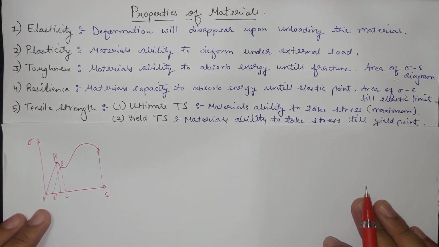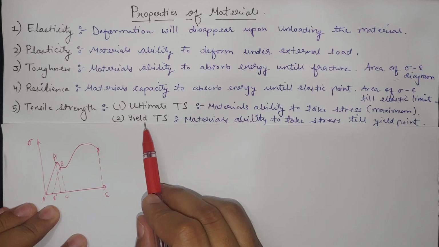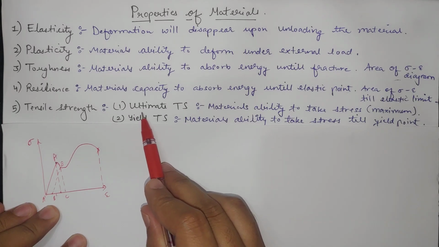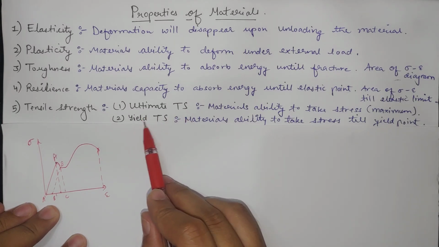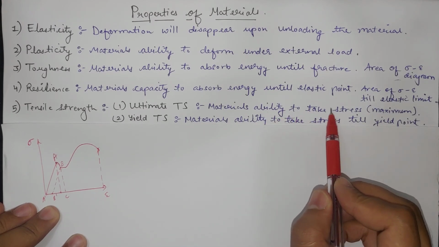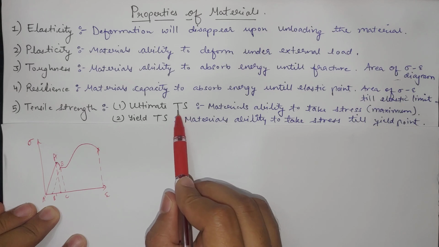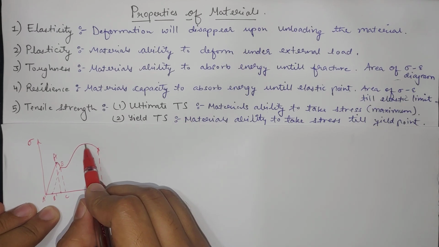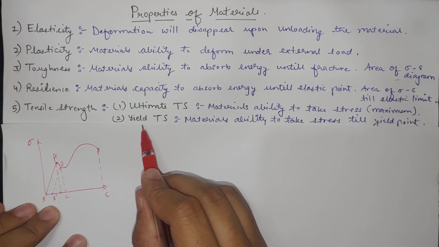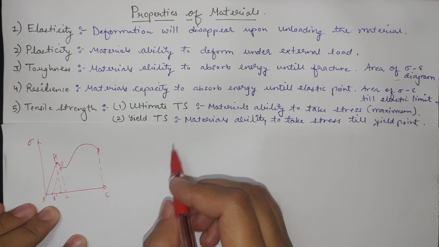The next property is tensile strength. Tensile strength has two categories: ultimate tensile strength of the material and yield tensile strength of the material. It is a material's ability to take stress up to the point of deformation. The point of deformation is the yield strength, and the maximum stress is the ultimate strength.